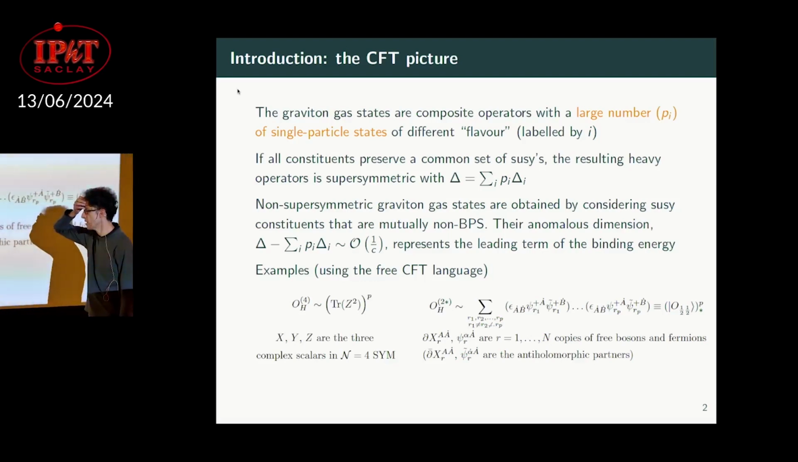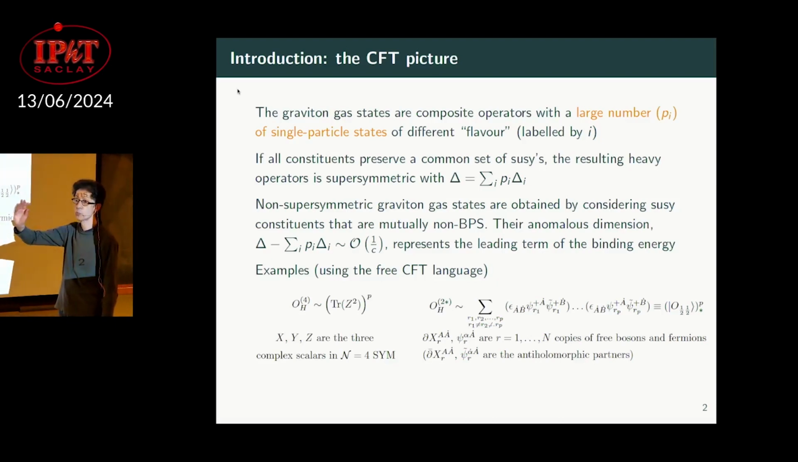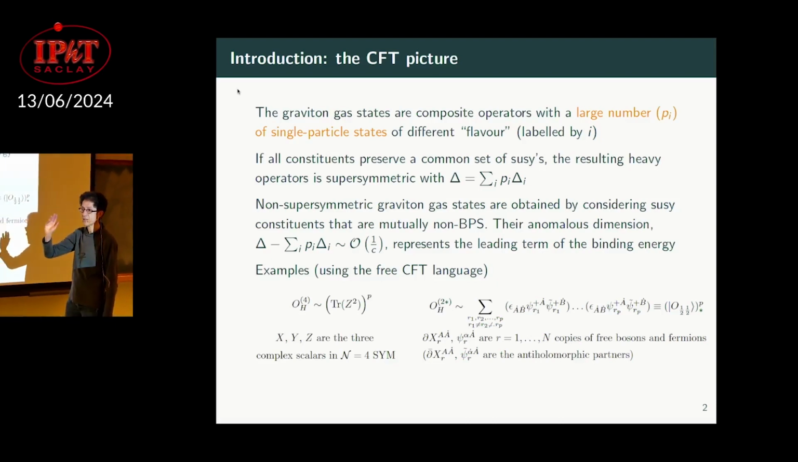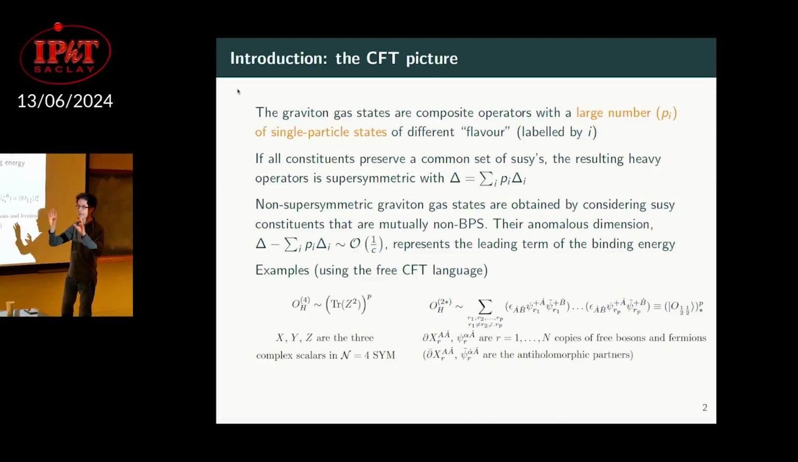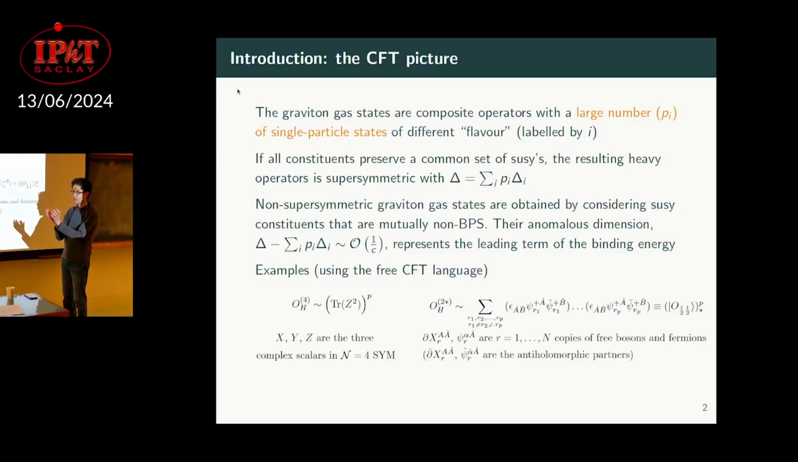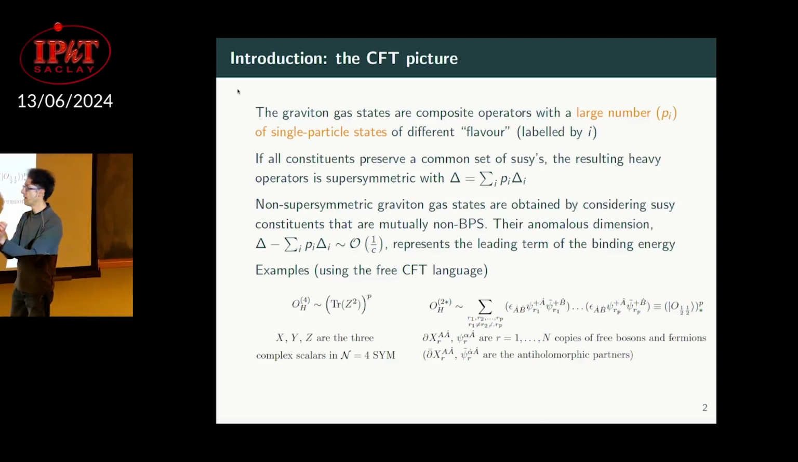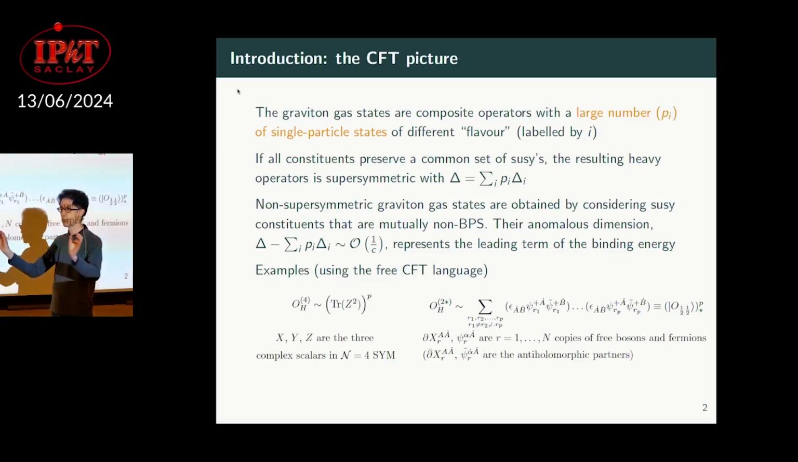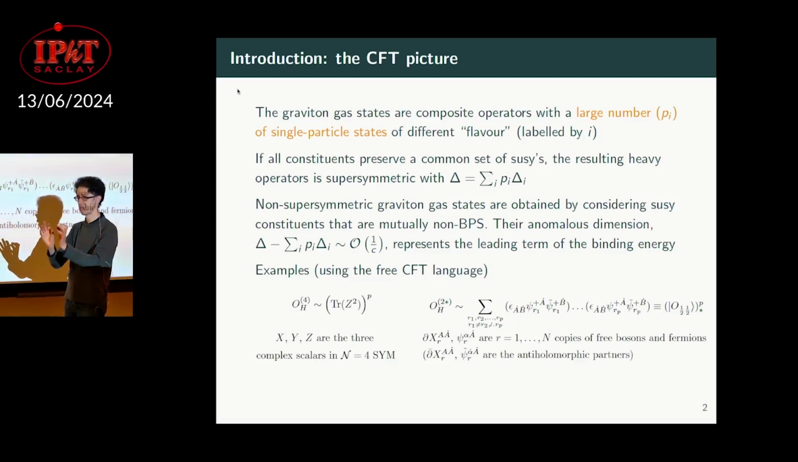So let me say, that's a very good point. If you want, I can call it super graviton gas, in the sense that these are states constructed by all the particles that you have in your supergravity theory. So it can be the graviton, the dilaton, the axion, scalars. These are protected multiplets, so these objects individually are protected. And then the idea is you put many of them on top of each other.